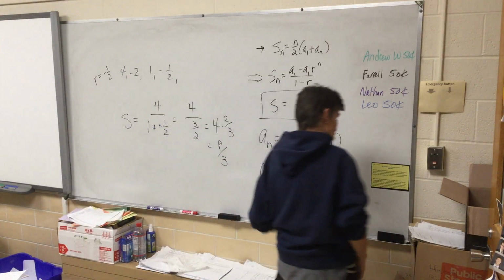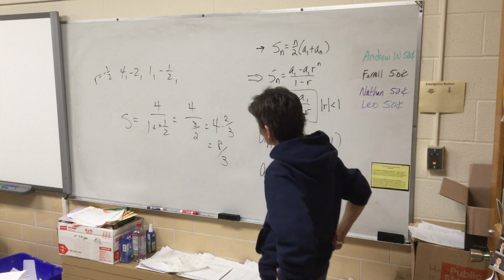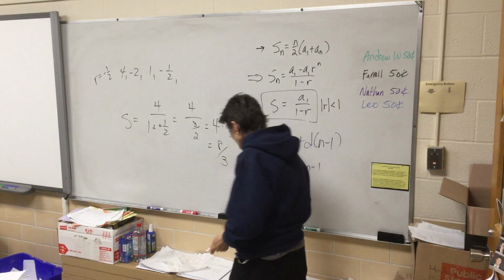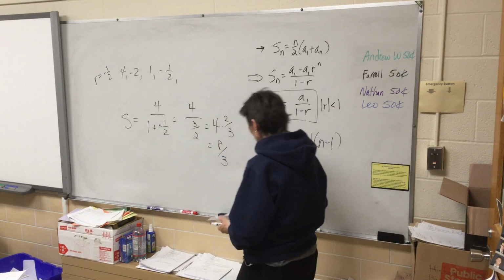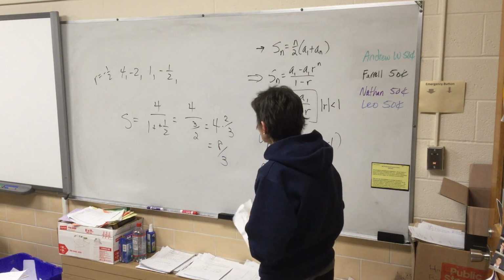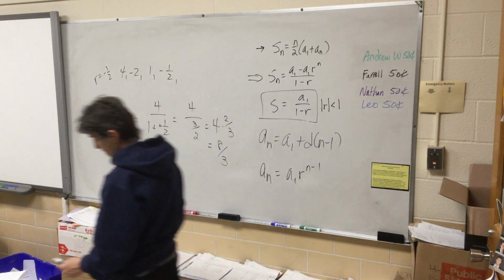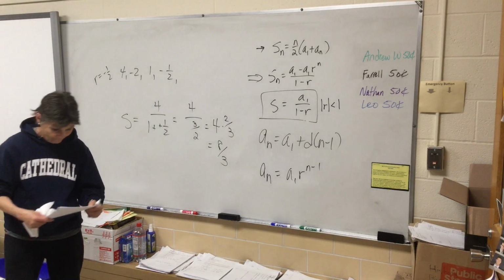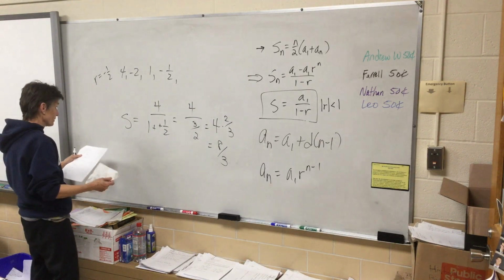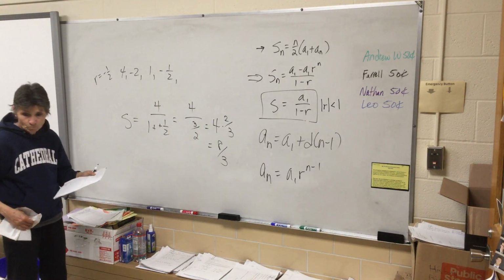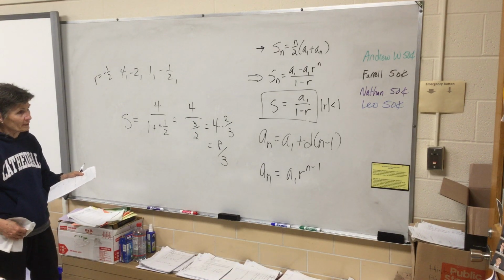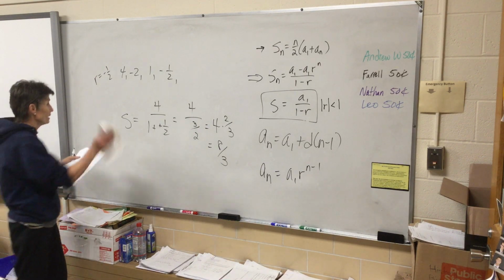As long as your terms are getting smaller and smaller, as long as you're multiplying by a number less than 1, you are all good to find the sum. Any question about that? That's your easiest formula to use, I think. Okay.